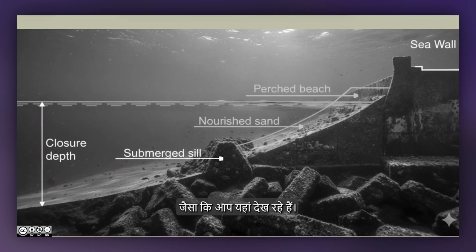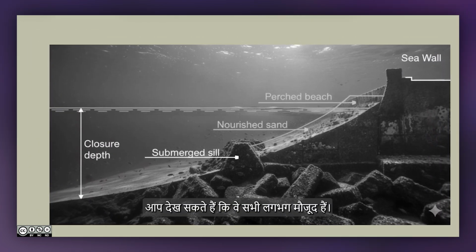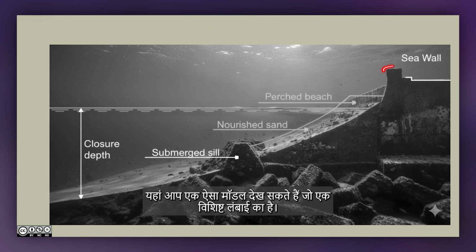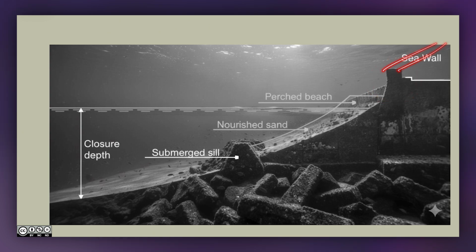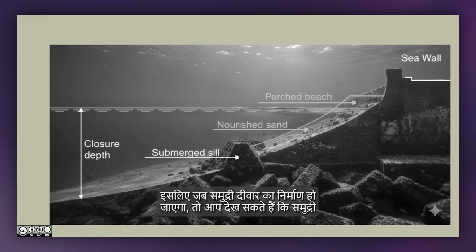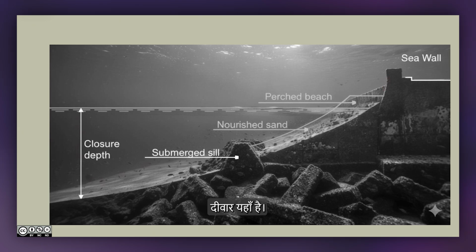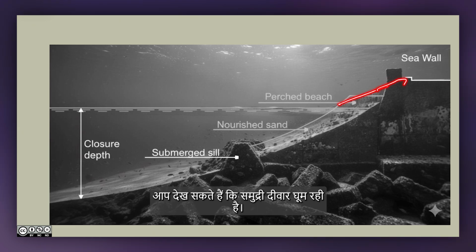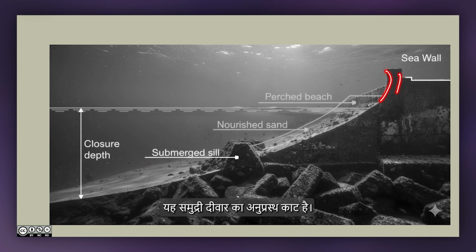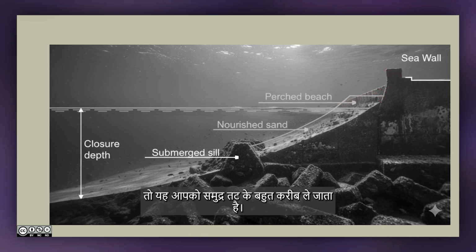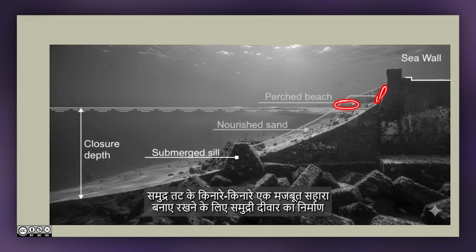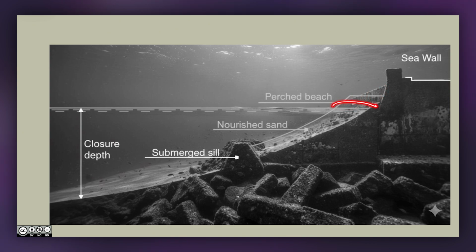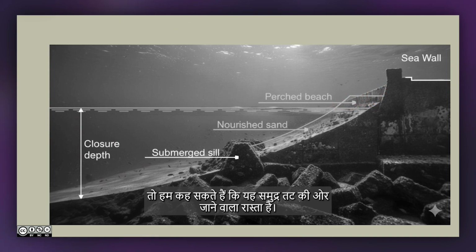In the typical photograph you see here, almost all of them are present. A sea wall which is for a specific length. When the sea wall is constructed, you can see the sea wall is here. Okay? You can see the sea wall is turning. This is a sea wall cross section, you can see the length. So, this becomes a perched beach, because the sea wall is constructed to maintain a rigid support all along the coastline. So, erosion is completely stopped. So, we can say this is a perched beach.